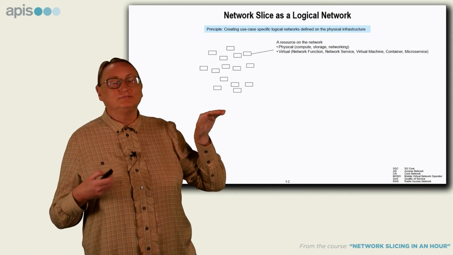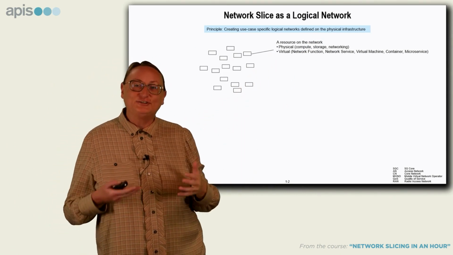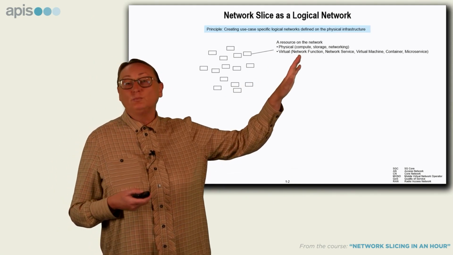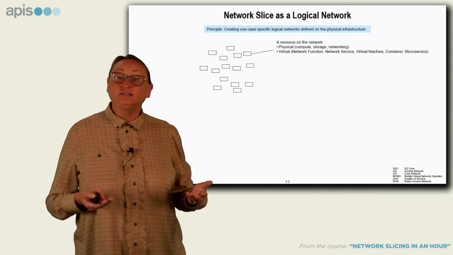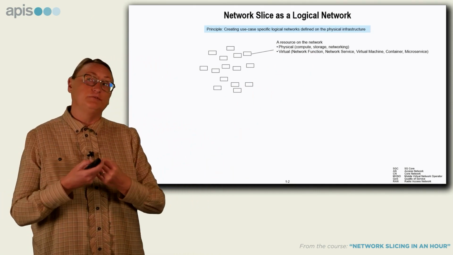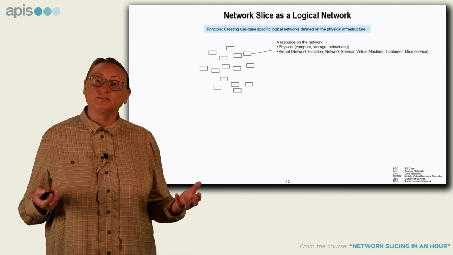Just to be clear, such a box can mean a physical piece of equipment. Compute means processing power, storage means databases, and networking means the cabling that interconnects them. So these are physical things.